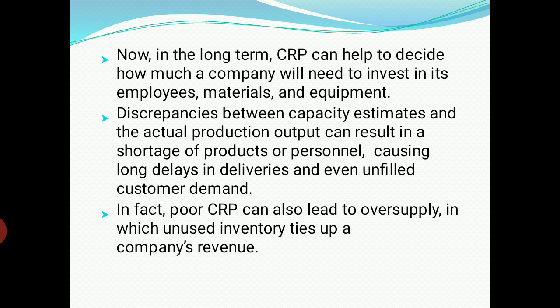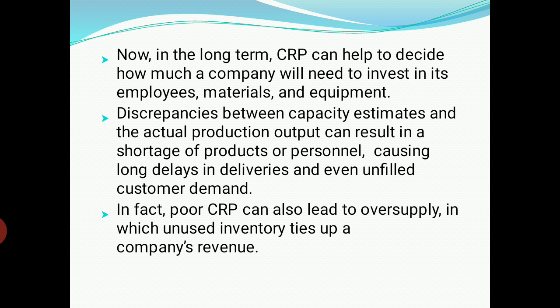You may have expected to produce, suppose, 200 units at the end of the month, but at the end you only come up with, say, 150 or 100 units. Then in that case, that shortage of product may be because of the personnel, the materials, or any of the equipment, and that may cause either delays in the deliveries, or you may even have to just leave the customers' demand unfulfilled.